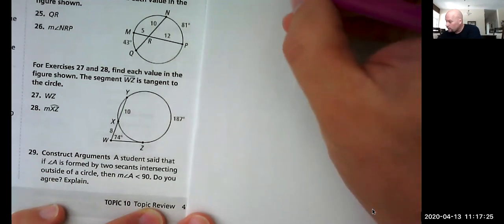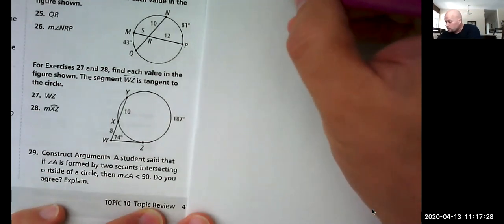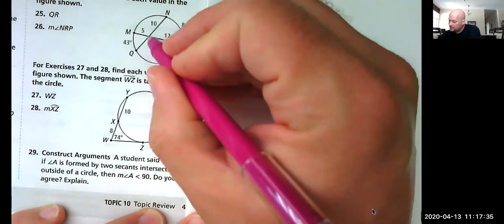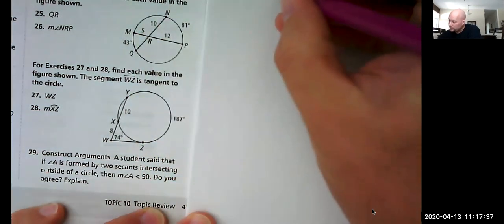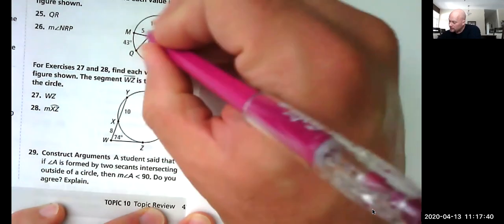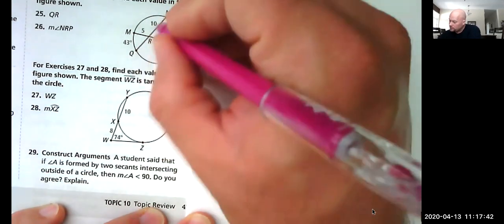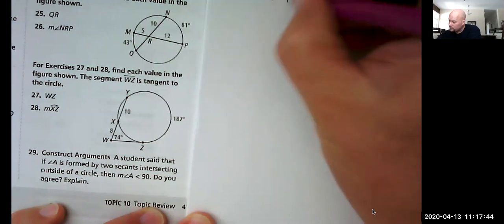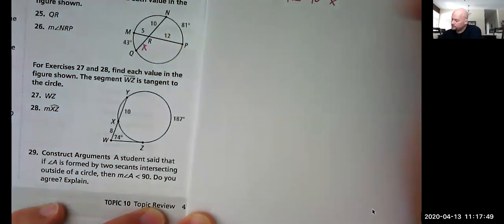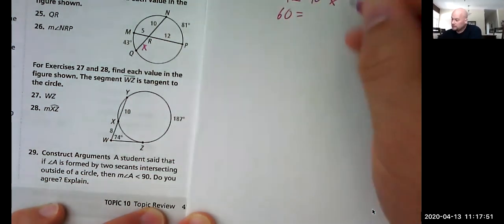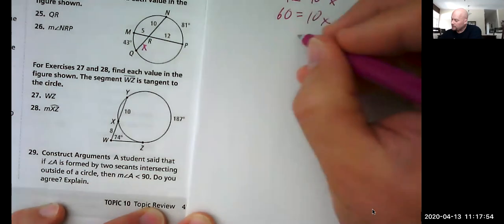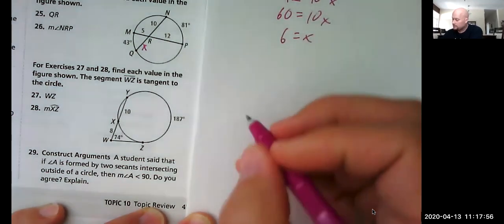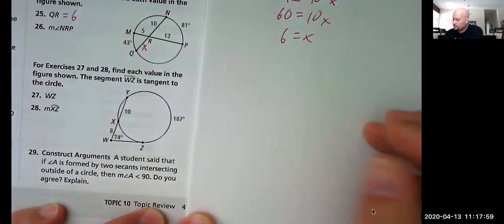QR. So for QR, we have that little segment there. Well, these are intersecting inside of a circle. So if we take, again, the two parts of the same line, multiplied together, they should be equal to the two parts of the other line multiplied together. So 5 times 12 equals, I'm going to call this x, 10 times x. So this is 60. This is 10x. Divide by 10, and x is 6. And that's the piece that we're trying to find.